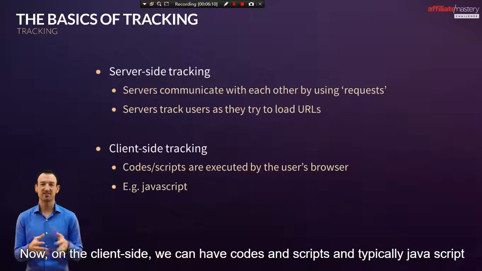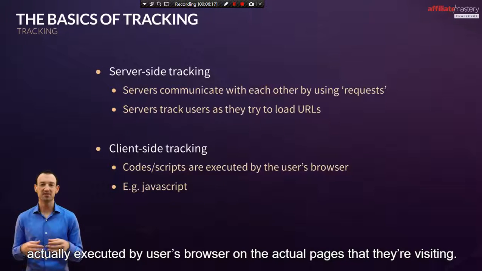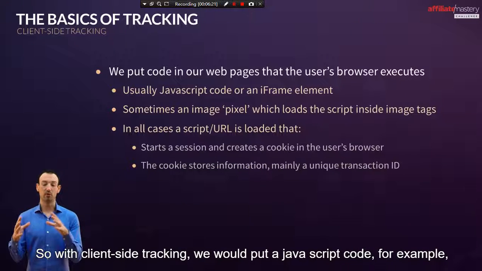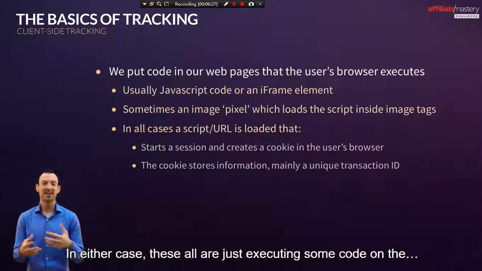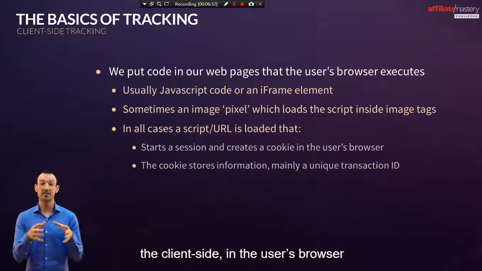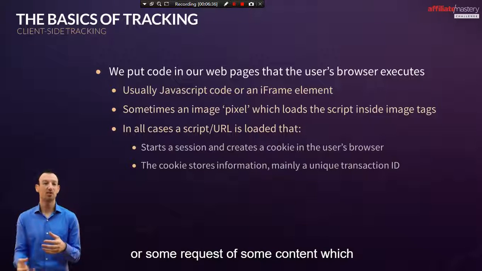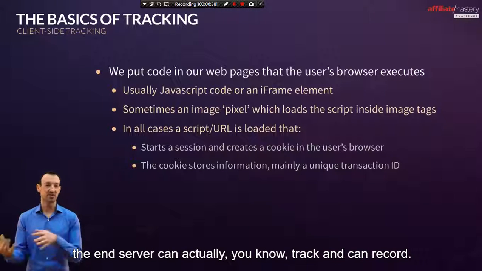Now, on the client side, we can have codes and scripts and typically JavaScript actually executed by a user's browser on the actual pages that they're visiting. So with client-side tracking, we would put JavaScript code, for example, or sometimes something like an image pixel or an iframe. In either case, these all are just executing some code on the client side in the user's browser, or some request of some content which the end server can actually track and can record.